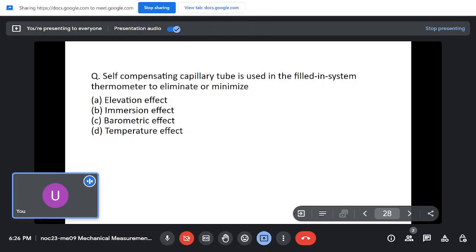In this case, a self-compensating capillary tube is used in the filled-in system thermometer to eliminate or minimize the temperature effect. So to minimize the temperature effect, we use a self-compensating capillary tube.